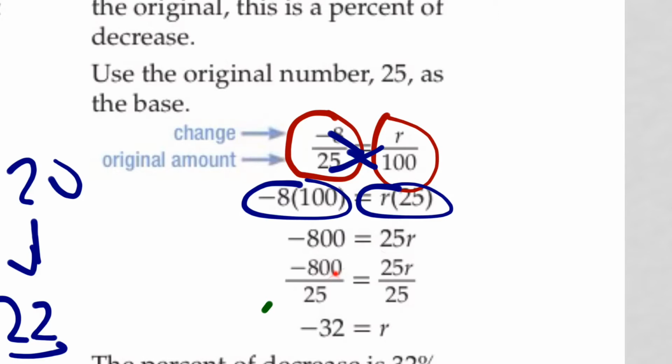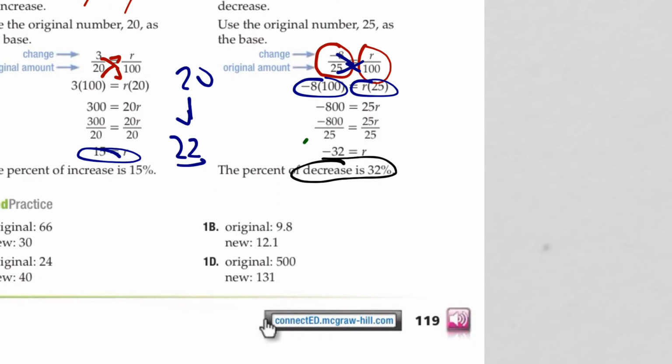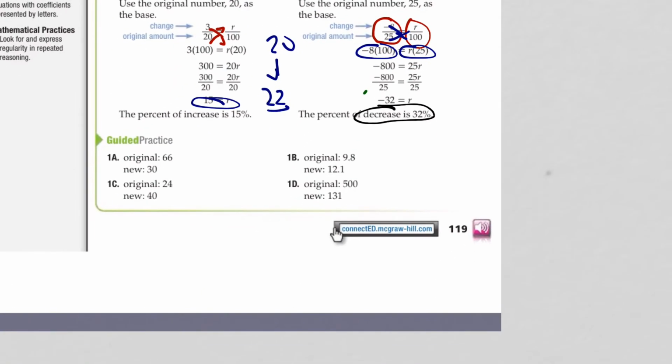25 to get R by itself. When I do that, I end up getting R equals negative 32, or technically I decreased, or I went down 32%. And that's it. Okay, that's all.